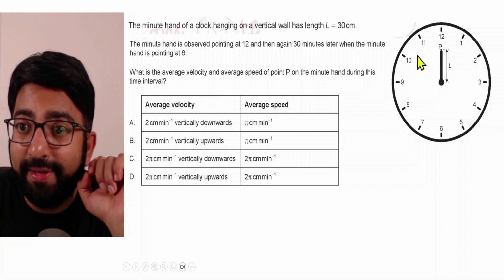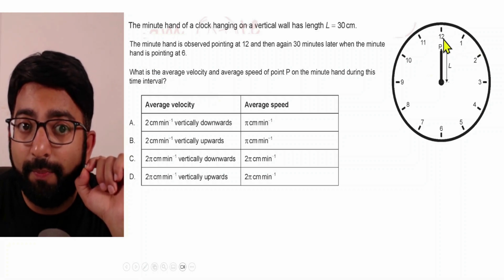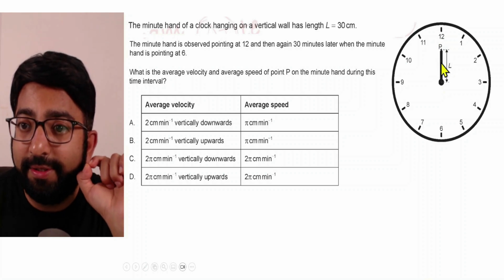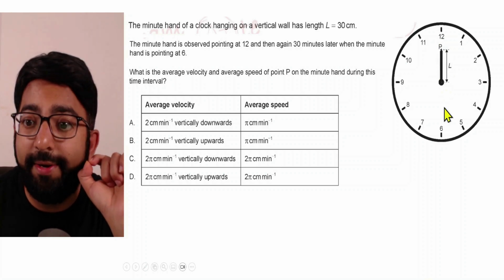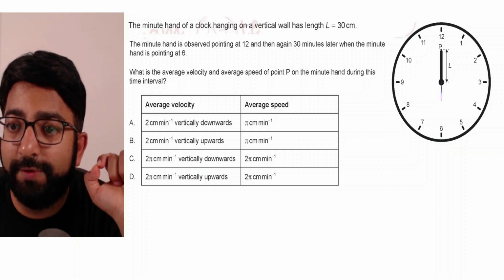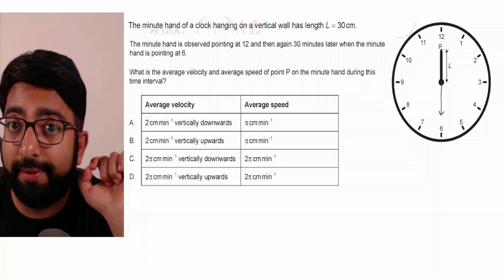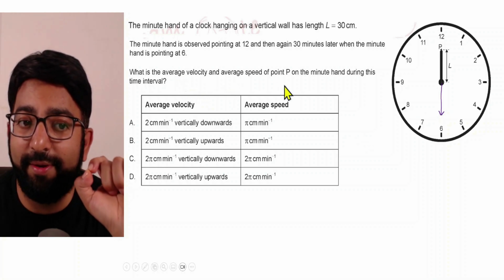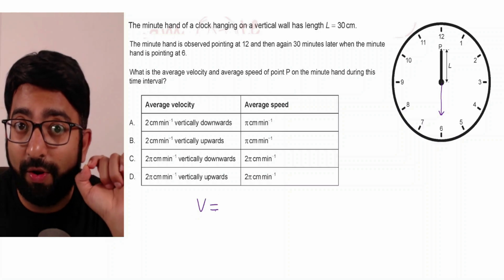6. So, originally, the minute hand was at this particular position when it is pointing towards the 12 marker. 30 minutes later, this minute hand will be pointing towards the 6 mark. So let me draw the final position of this minute hand will be in this particular direction. The question is, what is the average velocity and average speed? So let's start with average velocity.